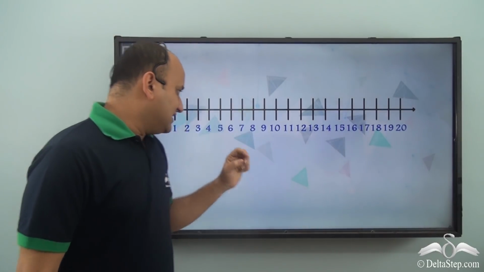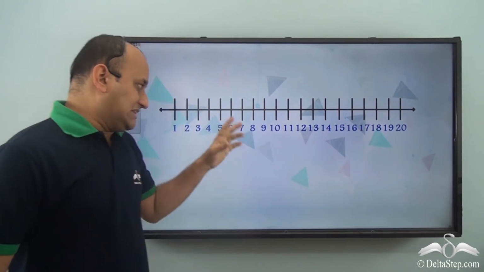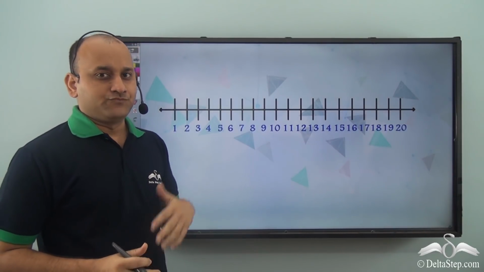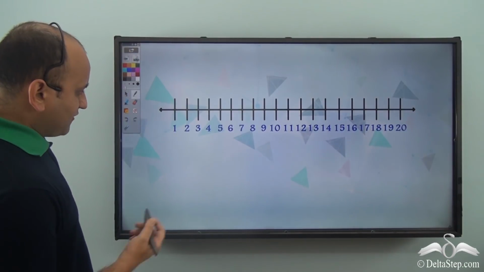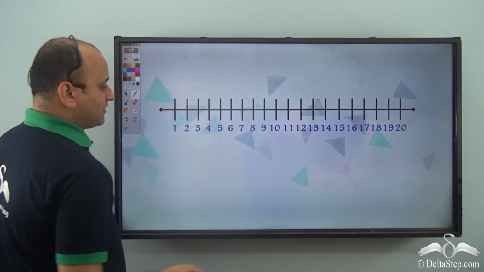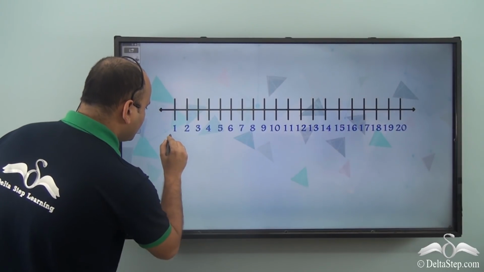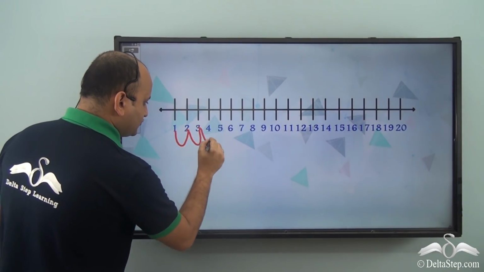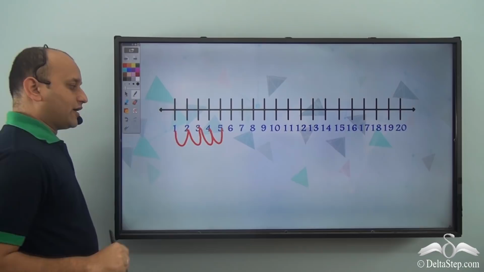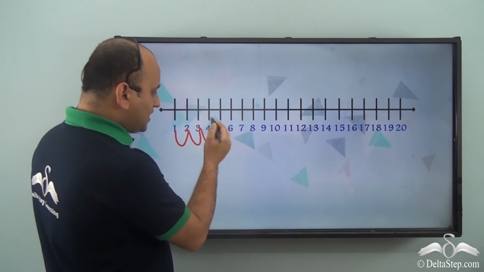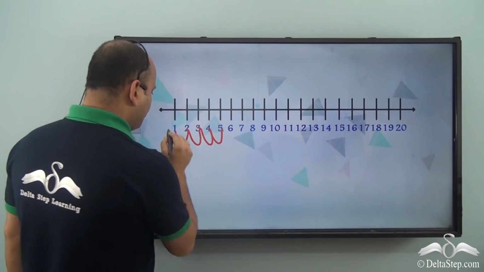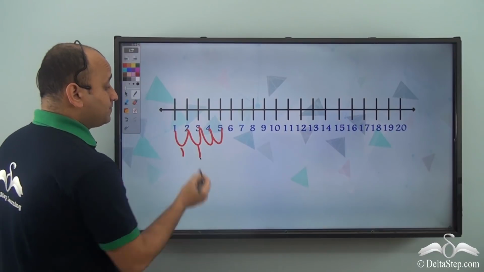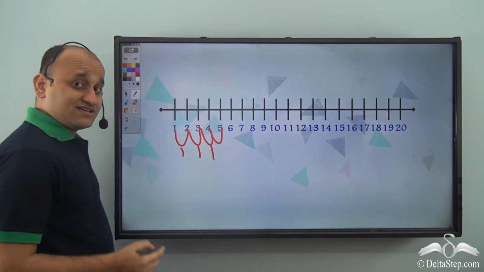Now let's see this number line. In this number line you can find a number of series that are in AP. So let's try to find some. First of all, let's take consecutive numbers in this series. If I move from 1 to 2, 2 to 3, 3 to 4, 4 to 5 and so on. So what is the difference between the consecutive members of this series? Well, between 1 and 2, the difference is 1. Between 2 and 3, the difference is again 1. Between 3 and 4, again the difference is 1.